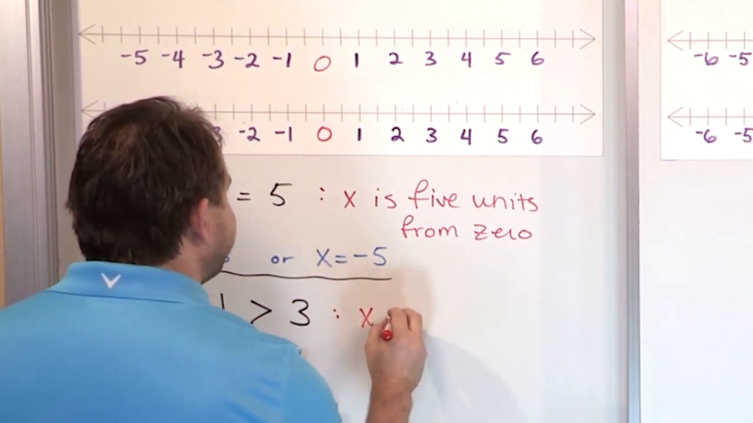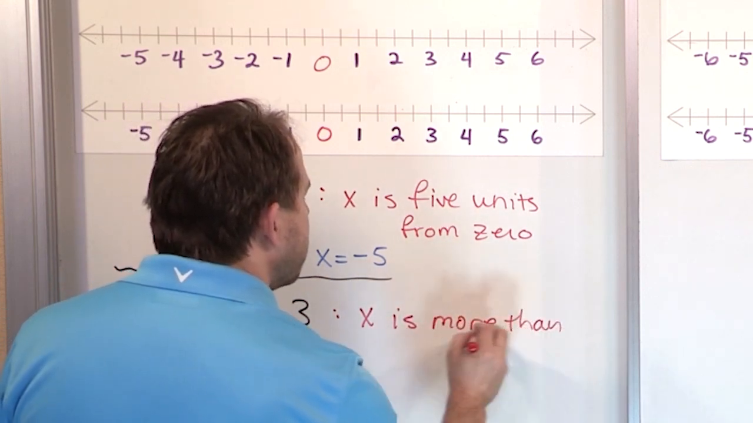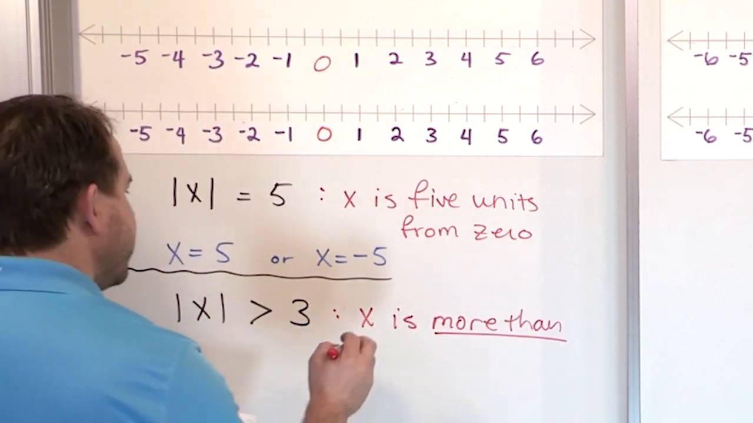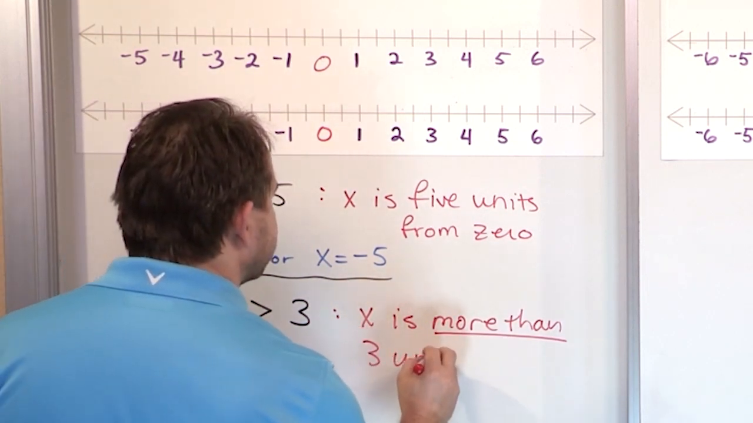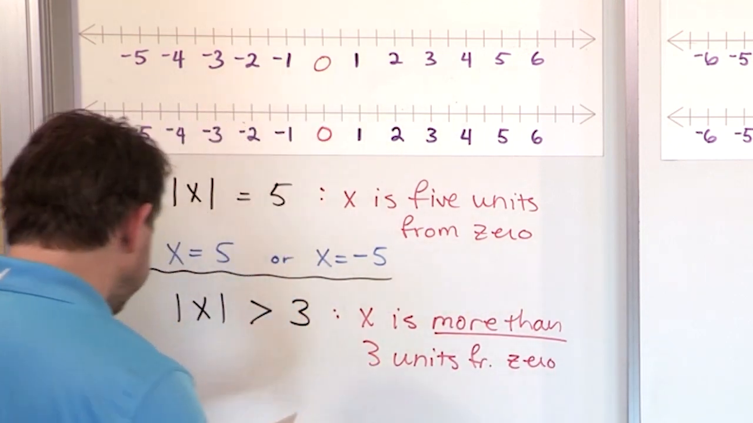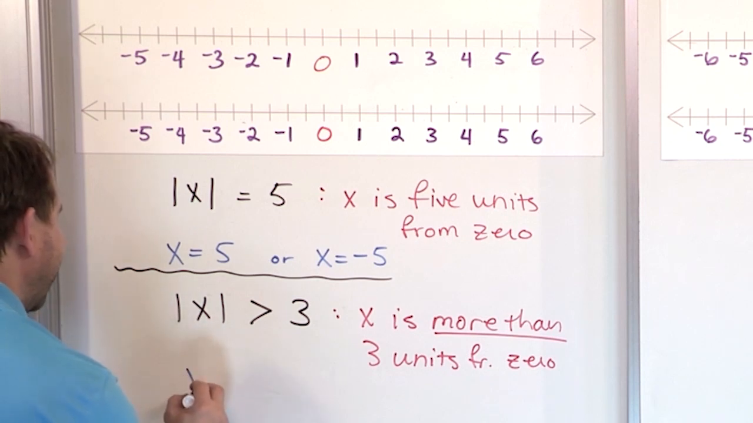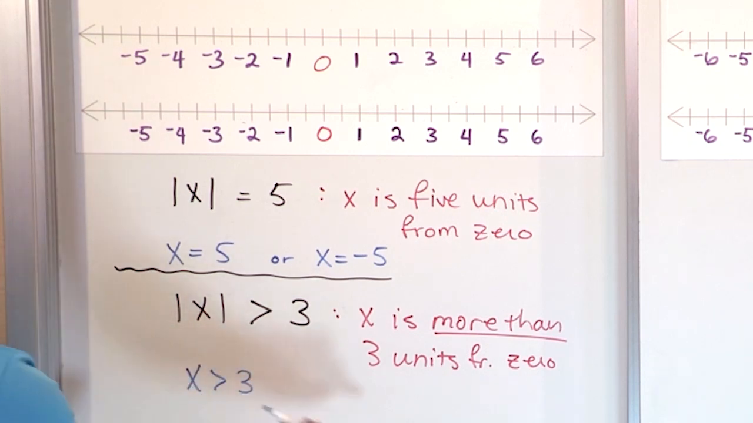We say x is more than 3 units from 0. So when you rephrase it in terms of English like that, then it's a lot easier to find out what the answer is. When we say it's more than 3 units from 0, what we're saying is that x has got to be greater than 3. That would be 3 units away from 0 or more.